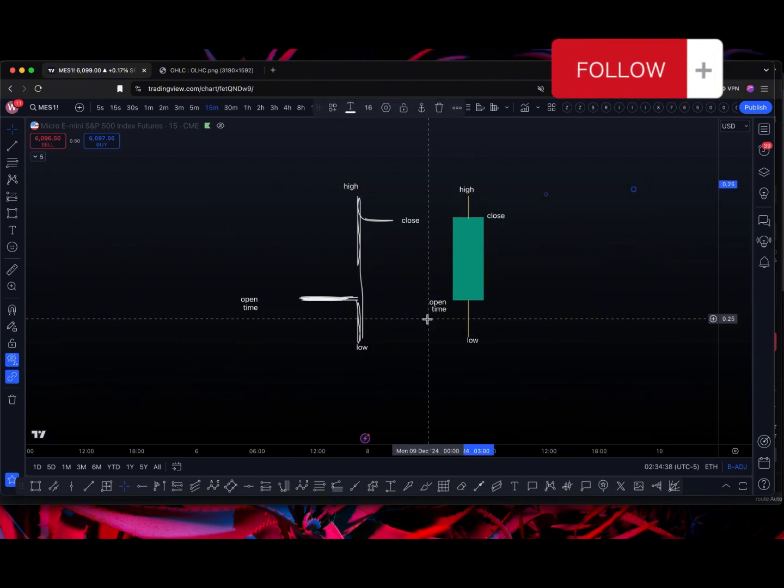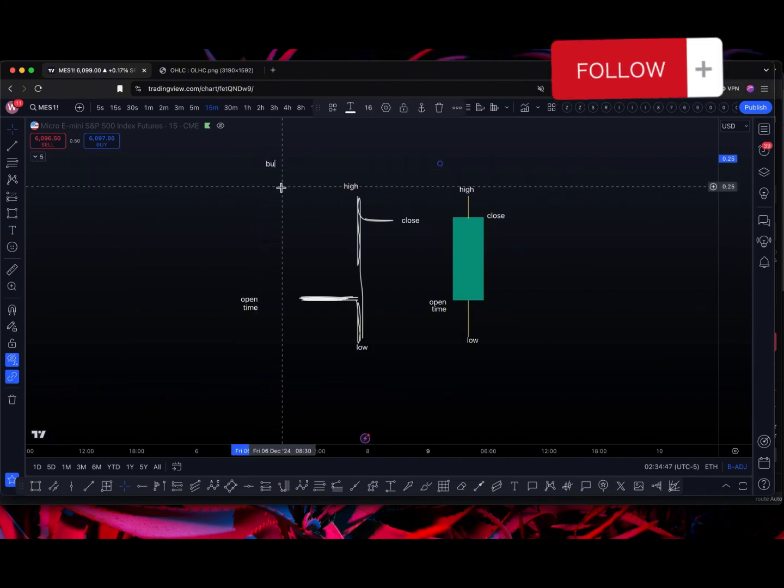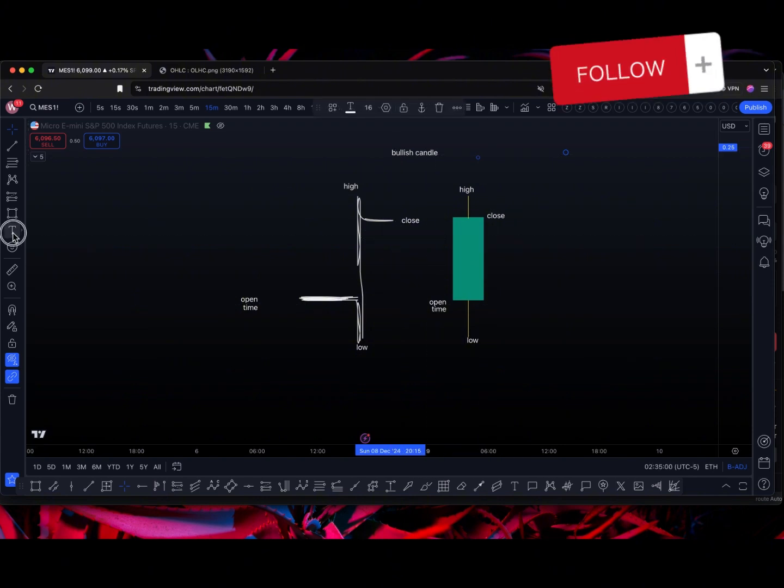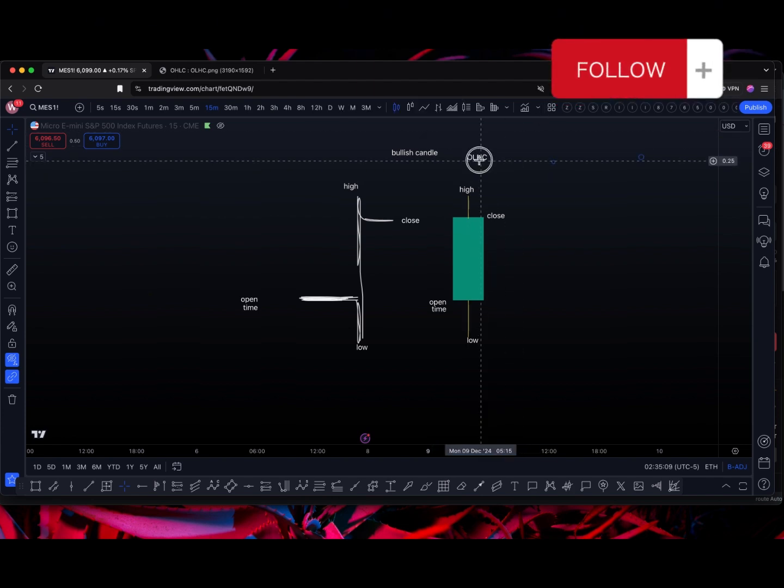This is a bullish candle. This is what a bullish candle looks like. You know what it looks like, which is open, low, high, close. This is what a bullish candle looks like.